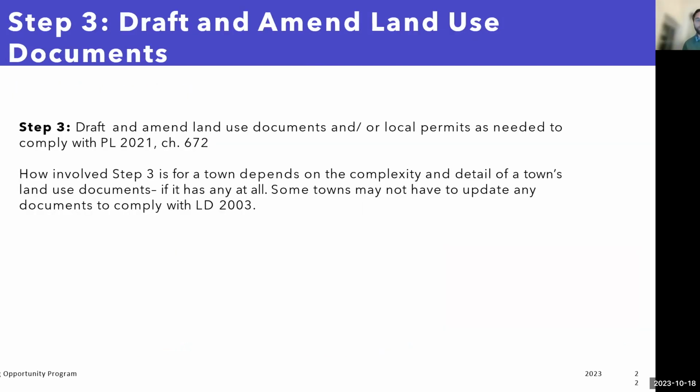So once you have determined what land use provisions you have in place, if any, and once you have determined which of those buckets on the previous slide are applicable for your community, what you need to do is start to amend your land use documents or local permits. How involved that process is really depends on the complexity of your local land use provisions and your permitting process. And there are certainly communities across the state that may have minimal, if any, changes, or may not have to make really any changes to update their documents to comply with LD 2003.